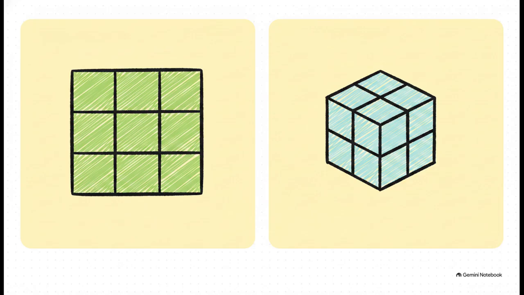Picture a 3D box, like a die or a shipping carton. If you stack 2 blocks wide, 2 blocks deep, and 2 blocks high, 2 times 2 times 2 equals 8. Boom, you've just built a perfect cube.